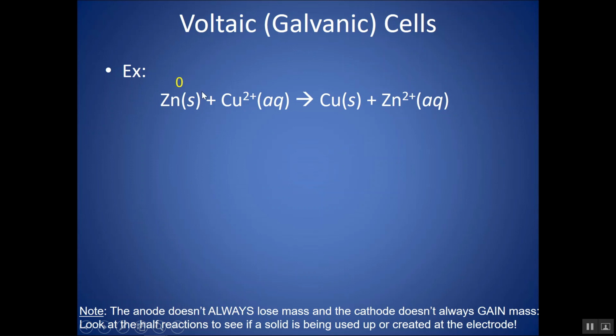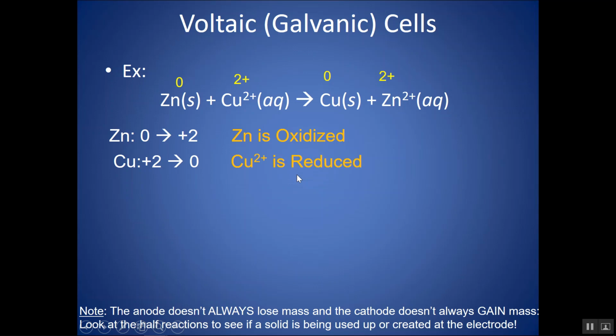So Zn is going from 0 to 2+. Okay, so the Zn is what's oxidized. Cu is going from 2+ to 0, the oxidation number. So the Cu2+ is the thing that is reduced.